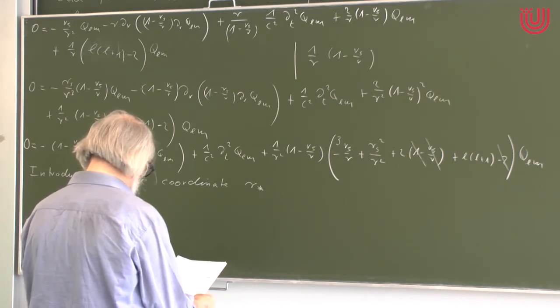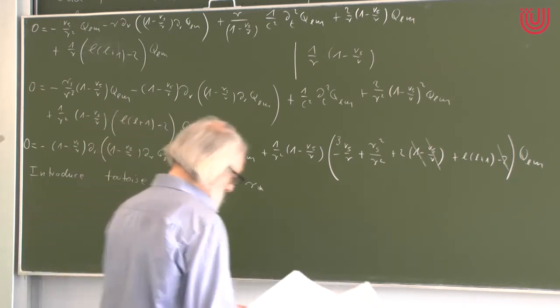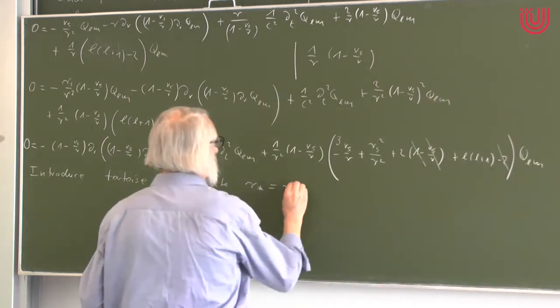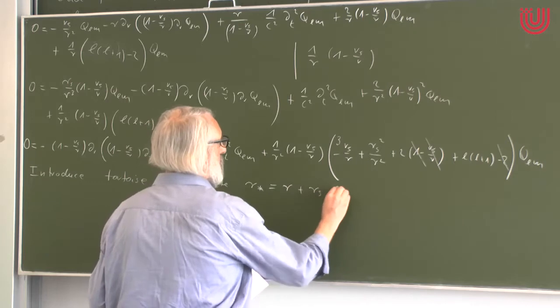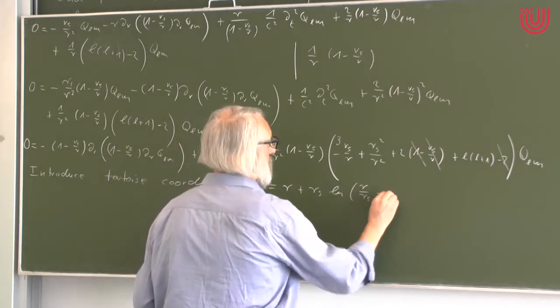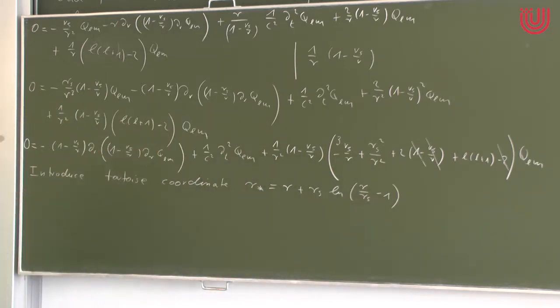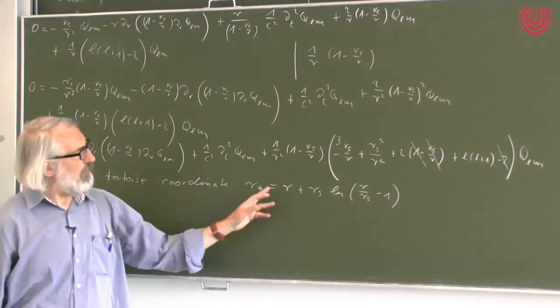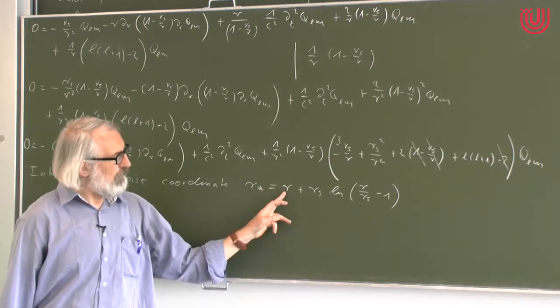Where am I? I should have written it up somewhere. Ah, here it is. Very good. It is r plus rs log of r divided by rs minus 1. Since we are outside of the horizon of the black hole, r runs from rs to infinity.